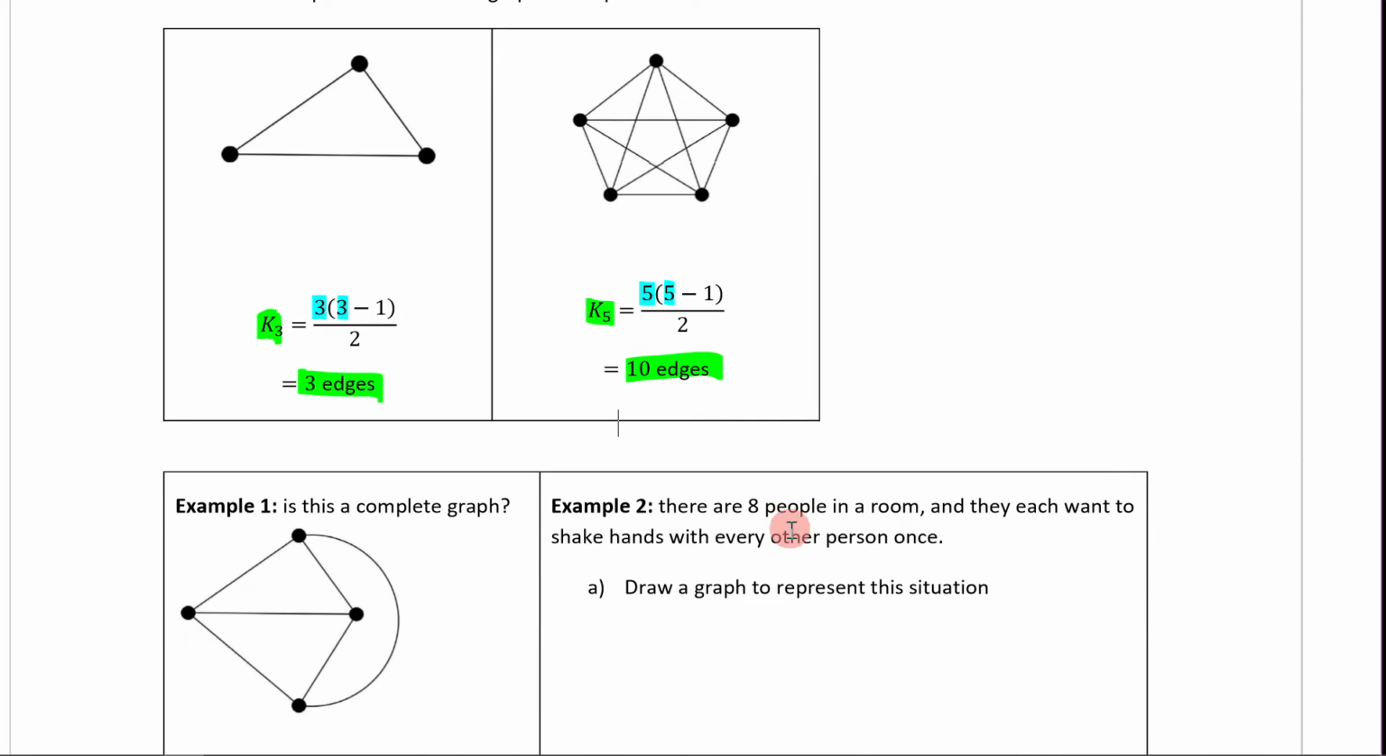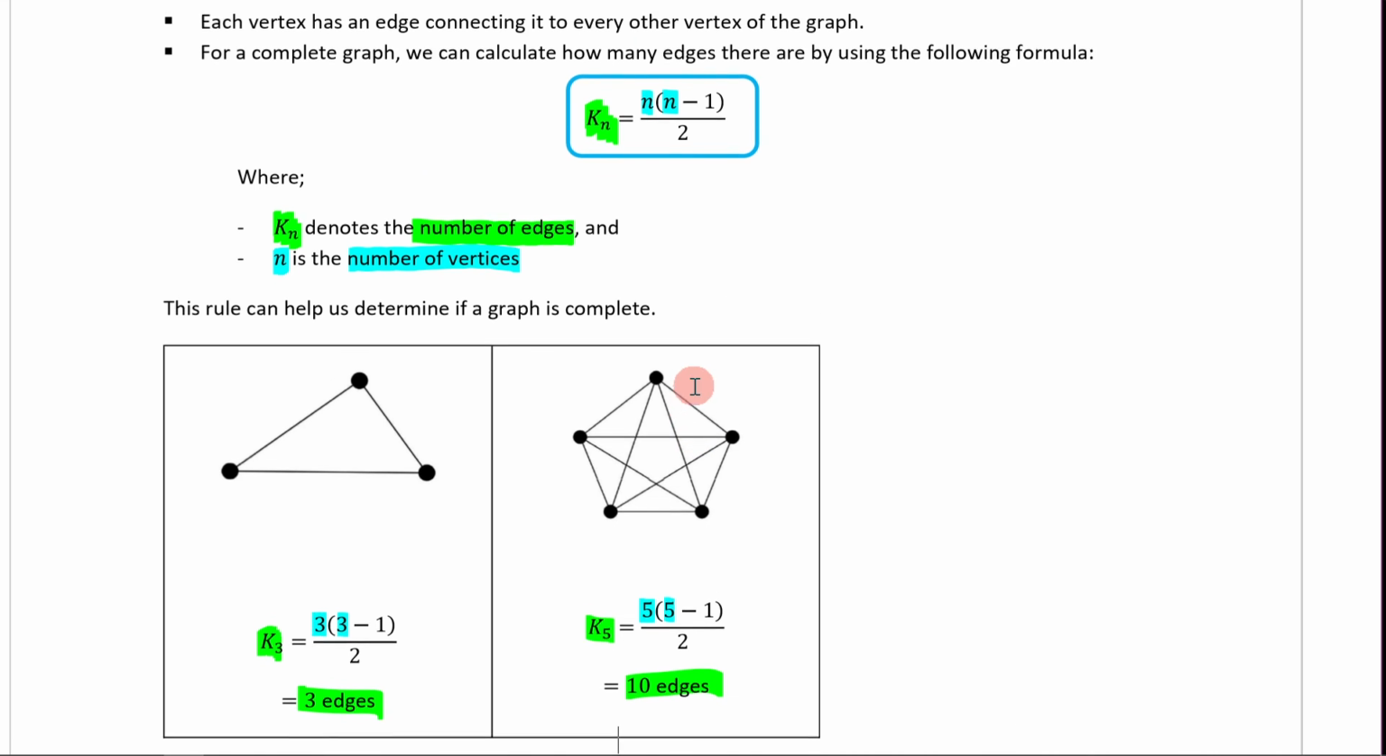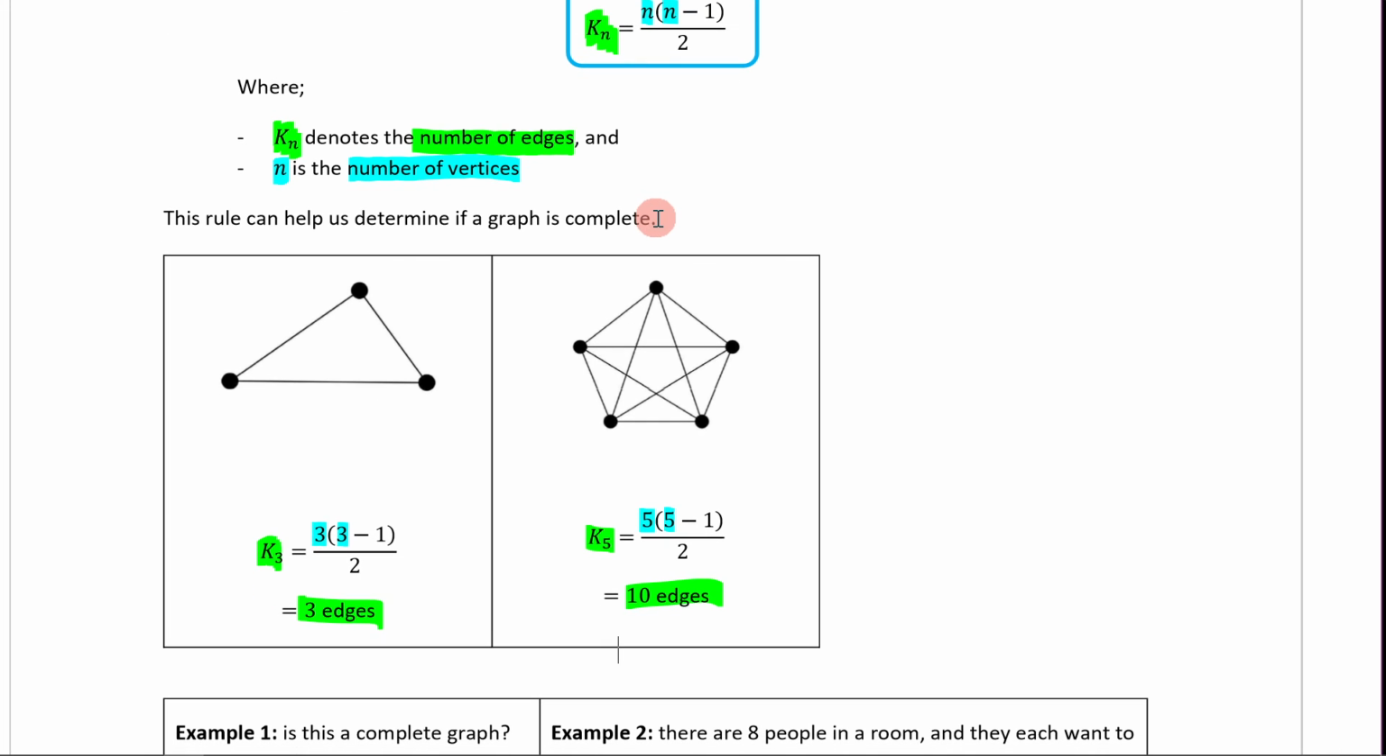Or, as we'll see later, maybe, if these are 5 people and everyone needs to shake each other's hands, how many handshakes will there be altogether? So they're always going to try to contextualize it in different ways to try to trip you up. But this is what you're dealing with when you're trying to find the different amount of edges for a complete graph. All right, we'll now go through some examples.